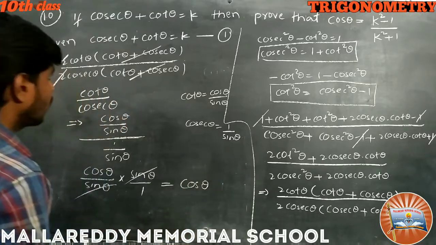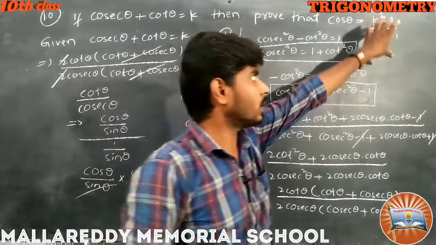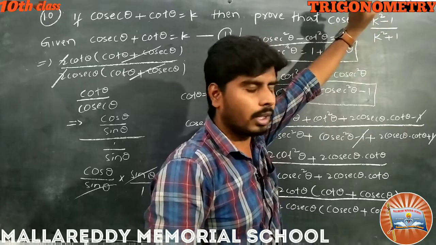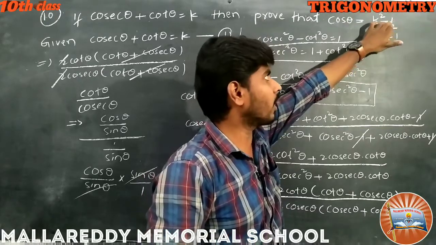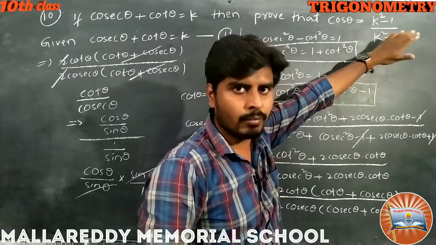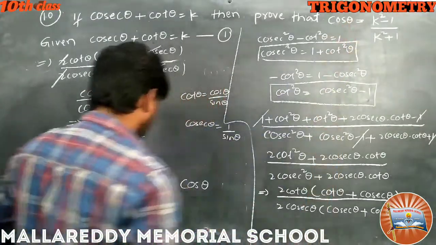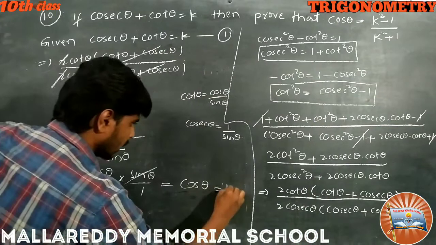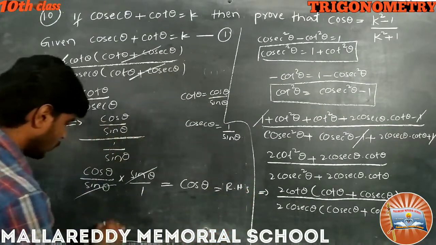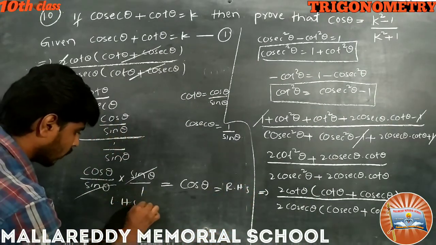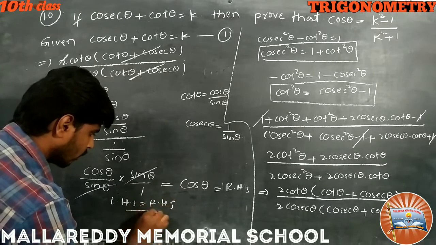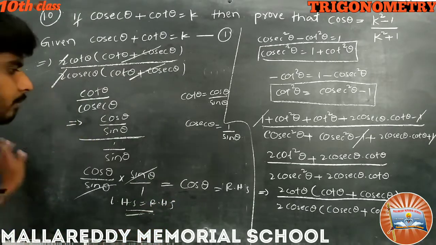So here I have taken the RHS, k square minus 1 by k square plus 1. I got RHS equals cos theta. Hence, this is nothing but our RHS. So LHS is equal to RHS. We got it here.